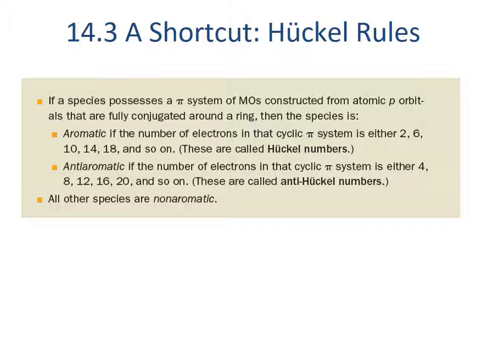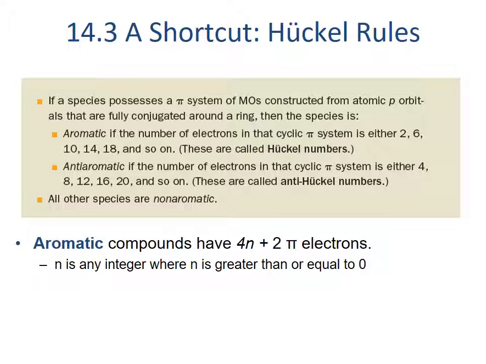We could draw out the complete diagram for every compound we think might be aromatic or anti-aromatic, but you can also use a shortcut. Hückel realized that in a fully conjugated pi system around a ring, meaning that every member of the ring needs to have a p orbital, certain numbers of electrons were always aromatic and certain numbers were always anti-aromatic. Aromatic compounds always follow the rule that they can have 4n plus 2 pi electrons. N in this case is any integer 0 or greater.